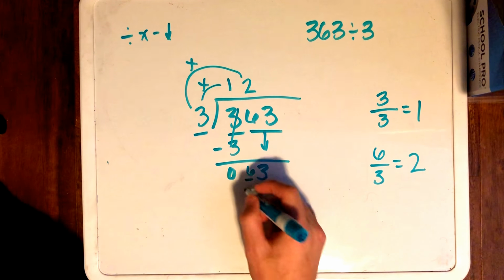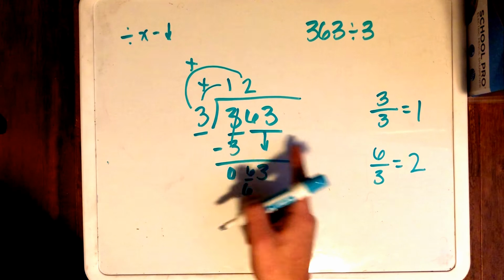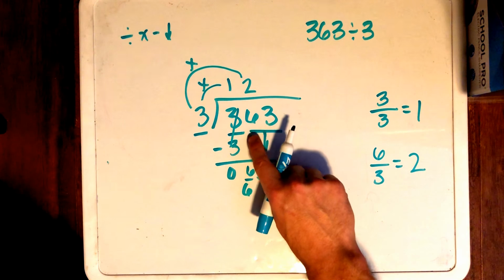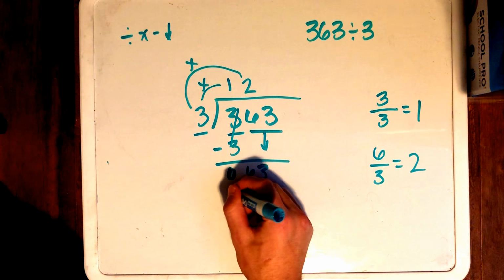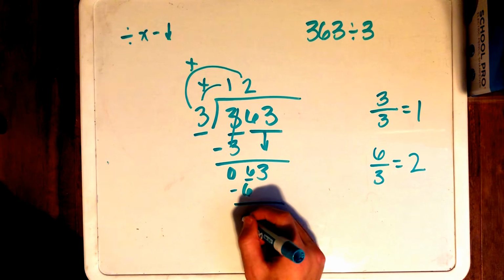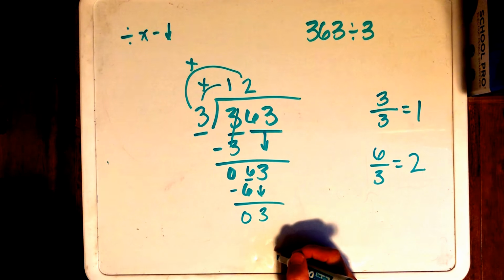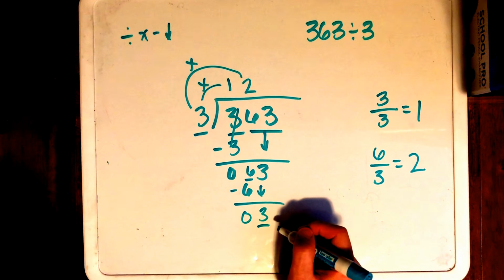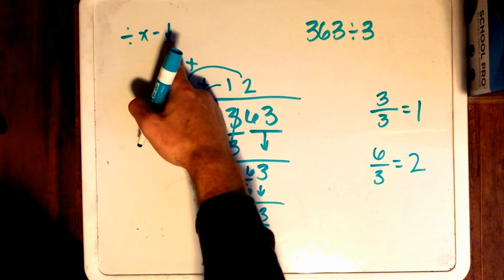2 times 3 is 6, which is good because we want to eliminate one digit at a time. Like we eliminated the first 3, now we want to eliminate the 6, and then the 3 after that. So we do our subtraction. 6 minus 6 is 0, and then we bring down our 3. So now our only thing left is this 3.